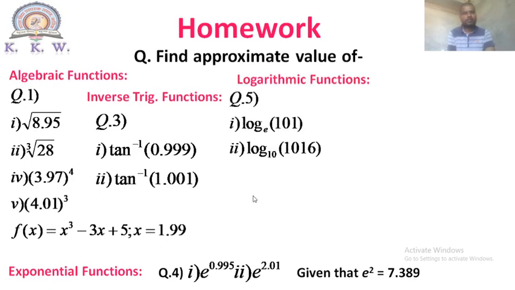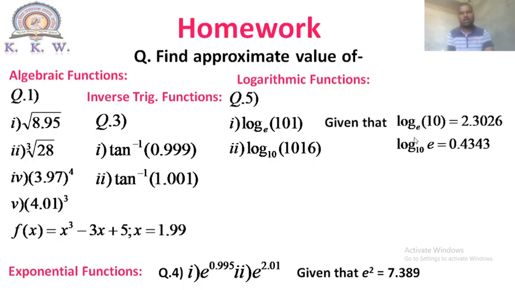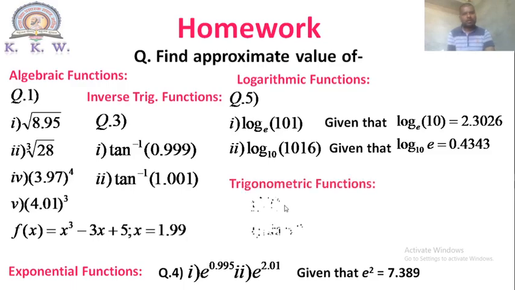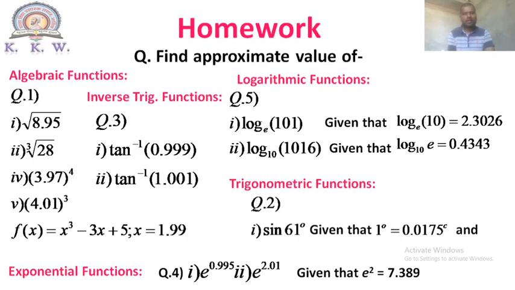Log 101 to the base e, log 1016 to the base 10. For that, given log 10 to the base e is 0.302, log e to the base 10 is 0.43. Sine 61 degree, given that 1 degree is equal to 0.175 radian and root 3 is 1.732.